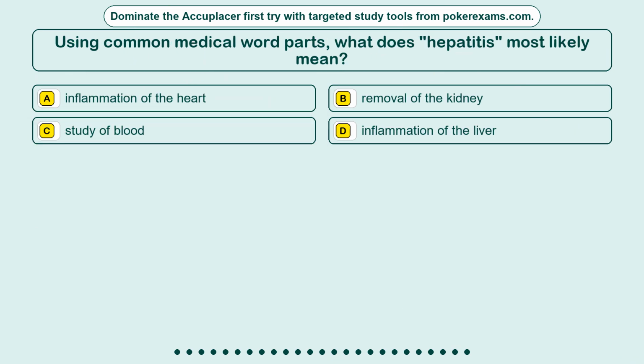Question 23. Using common medical word parts, what does hepatitis most likely mean? Option A, inflammation of the heart. Option B, removal of the kidney. Option C, study of blood. Option D, inflammation of the liver.